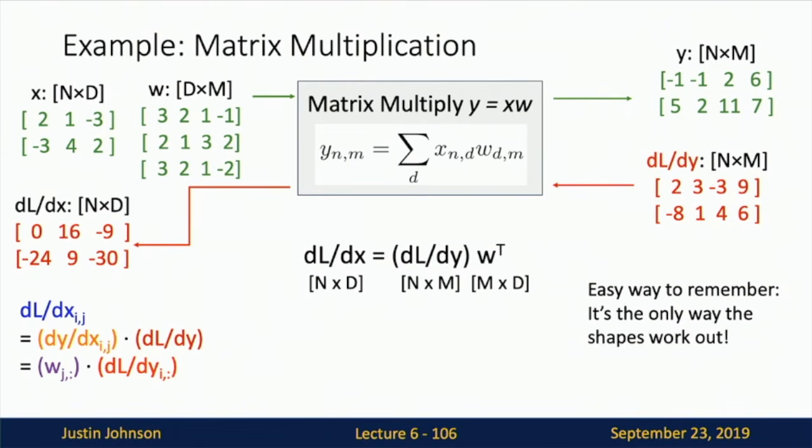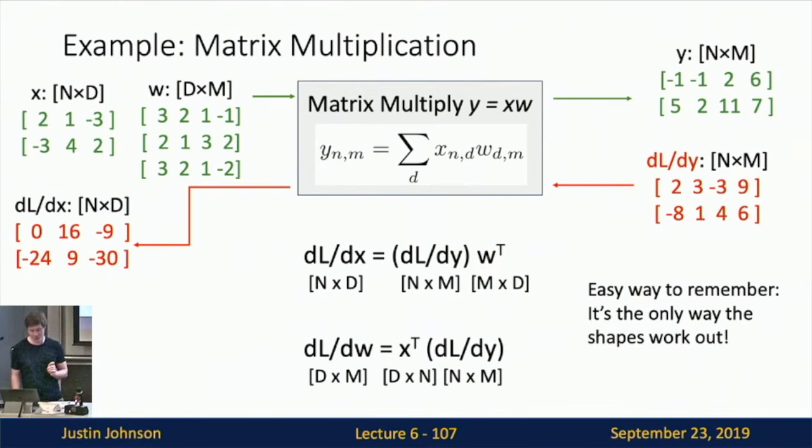And it turns out that the exact same heuristic also works for the other input, right? So if we want to compute now dL/dW, again, we know it has to involve the upstream gradient, we know it has to involve the other input, and there's only one way to match up this product in a way that makes the shapes work out. So this is a super easy way to remember how to compute these things.